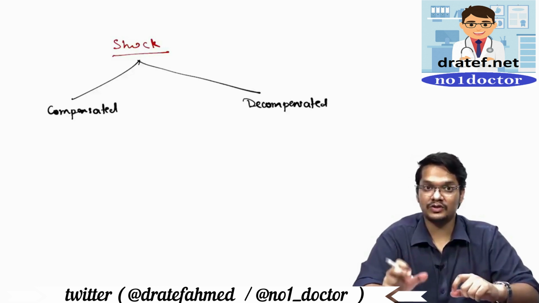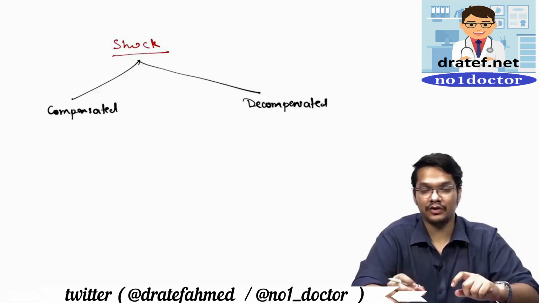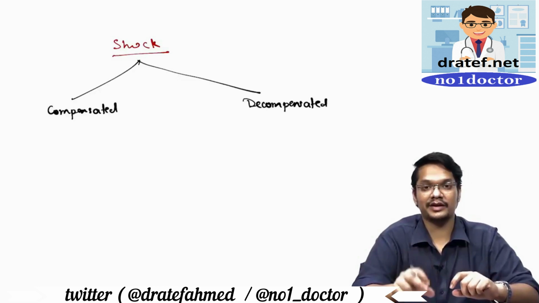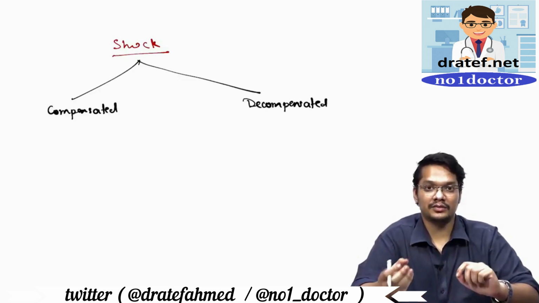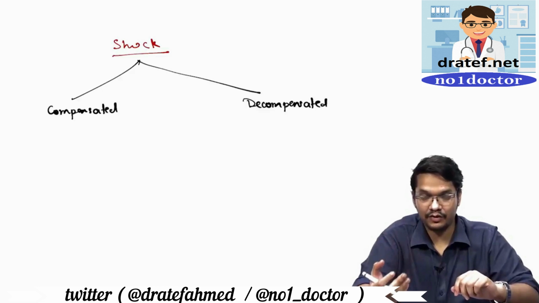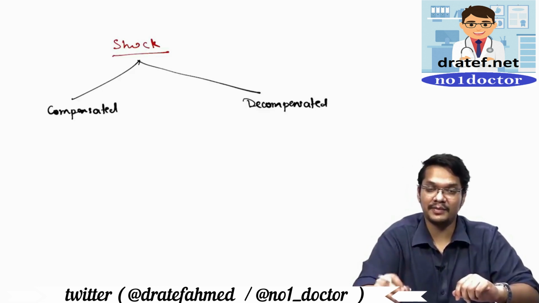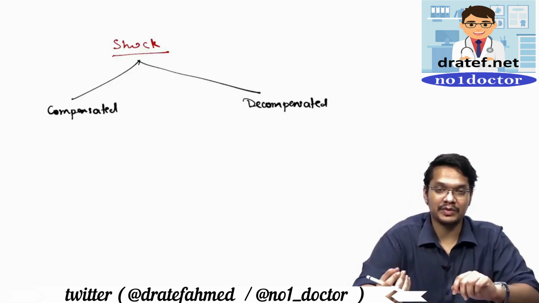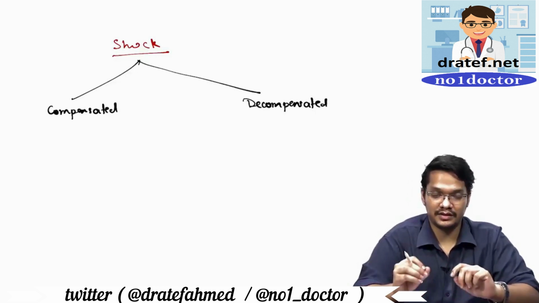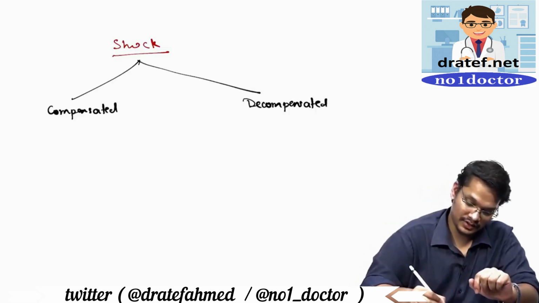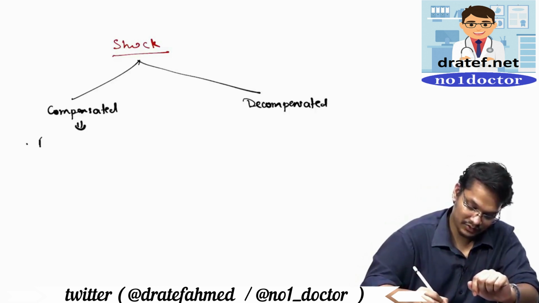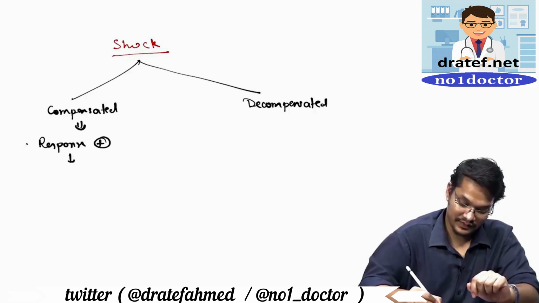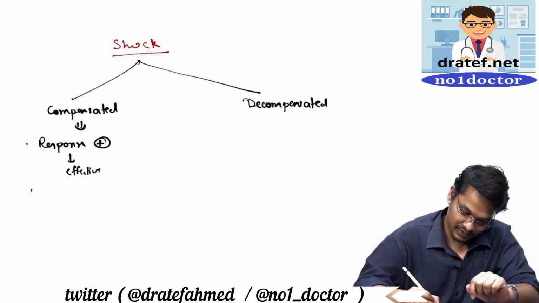The body is able to maintain the BP despite fall in blood volume, despite decreased contractility of the heart, but still by involving a lot of mechanisms, the body is still maintaining the blood pressure. In a patient of shock, if the BP persists at a normal level, that is compensated shock. Okay, so in compensated shock, first thing you need to know, an effective response is present from the body.